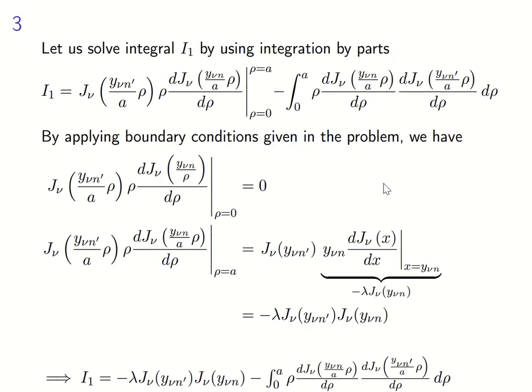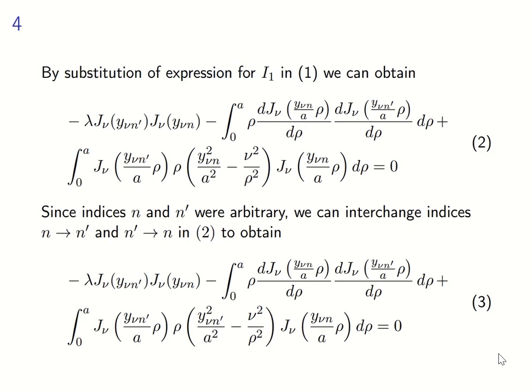In the next step, we are going to solve integral I1 by using integration by parts. By applying the boundary conditions given in the problem, we can evaluate the following two terms. This yields that integral I1 can be written in this form. By substitution of the expression for I1 in expression 1, we can obtain this expression right here.